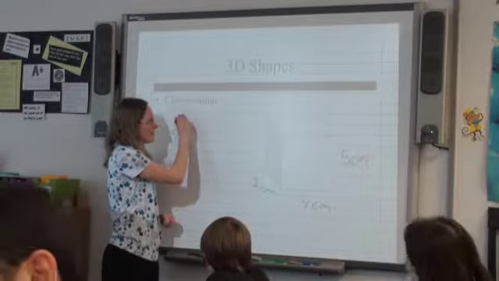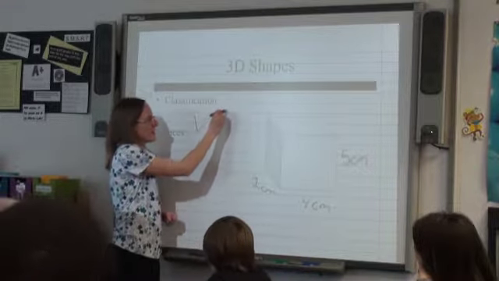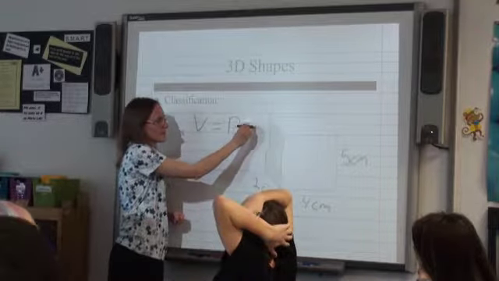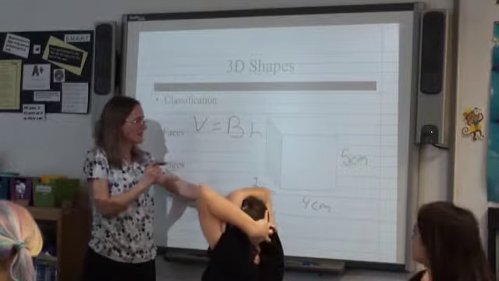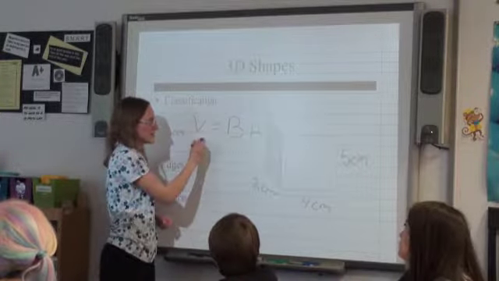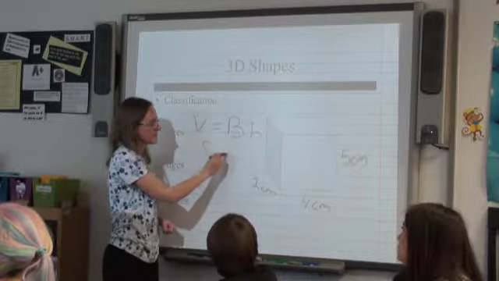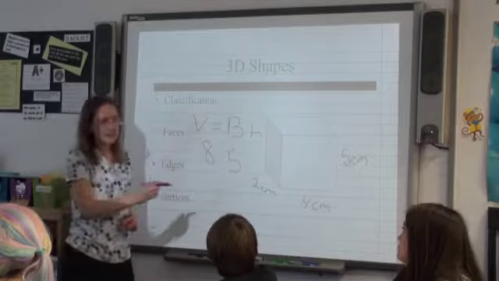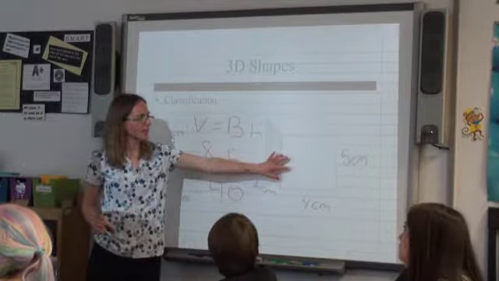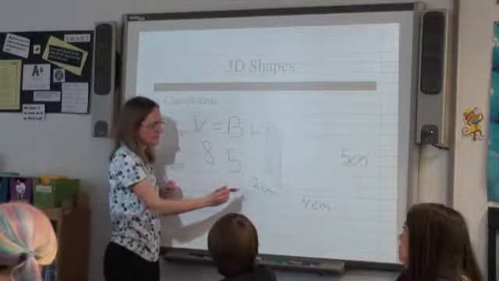So how about we write the volume first? Volume equals the area of the base of the figure times the height of the figure. So the area of the base of this figure is a rectangle, so that's length times width. That would be 8, times the height, which is 5. 40. So the volume of this cube is 40, oh, we need the units too, centimeters.